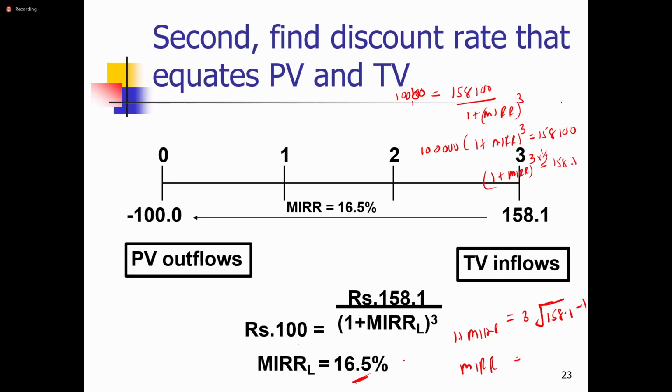This is the modified internal rate of return for project L. Madam, 158,100 divided by 100,000, the answer is 1.581, not 158.1. Yes, this is 1.581. Then the cube root gives 1.1649, so the answer will be approximately 16.5. So this is the modified internal rate of return. Then you can compare it with the cost of capital of the project. This is very realistic, because throughout this project we assume that cash flows are reinvested at the cost of capital.